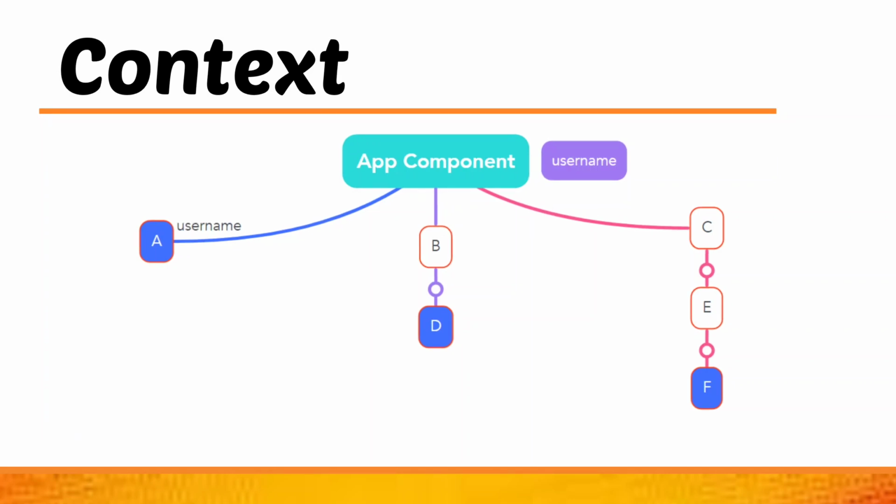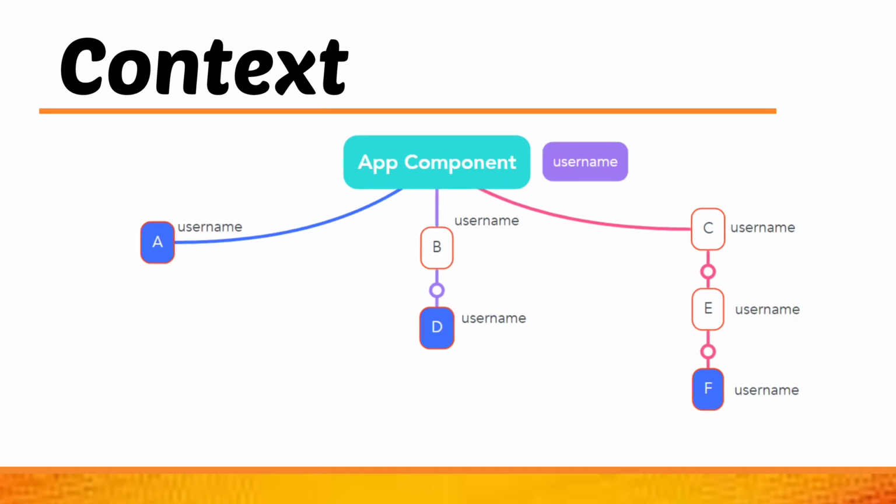Directly pass it in as props for component D. However, we have the intermediate component B, so we have to pass down username as a prop to component B, and that in turn has to pass down the prop to component D. Now the scenario is somewhat similar for component F as well. The prop has to be passed through component C and then component E and then finally to component F. Even though components B, C and E do not need the prop, we still have to send the prop through them to be able to pass it to components further down in the tree.